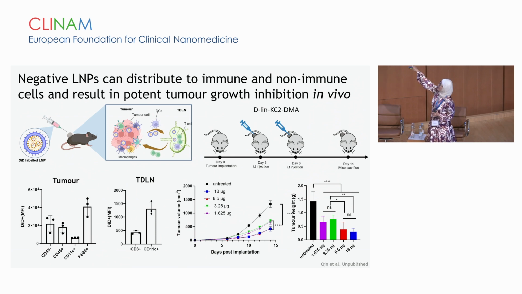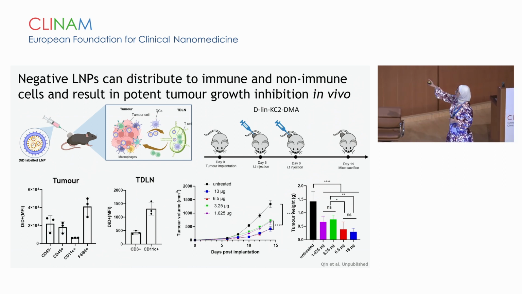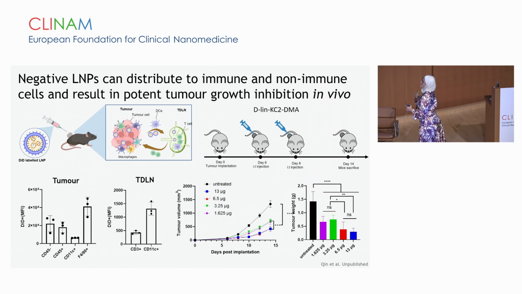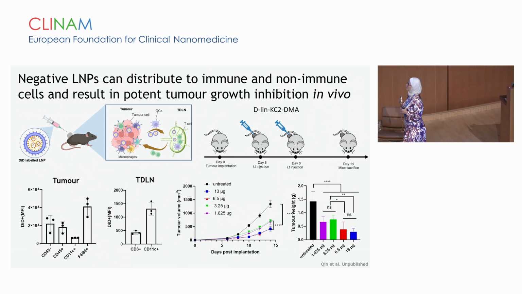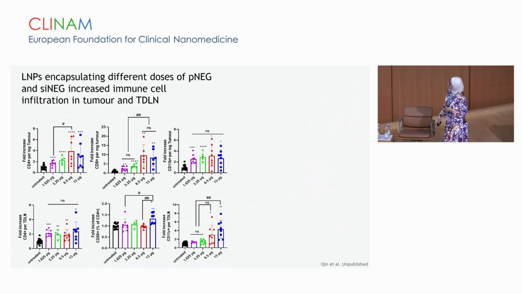non-coding lipid nanoparticles and it starts from very low concentration, as low as 1.6 microgram per tumor. This is dose dependent, and we can see a difference. The threshold is about 6 microgram per ml, and that was quite interesting.